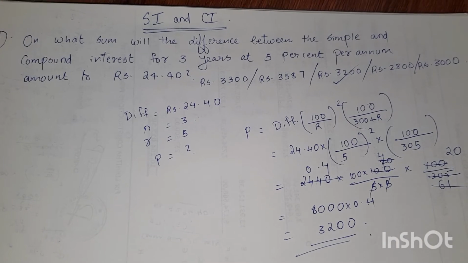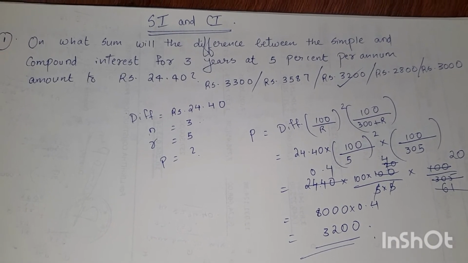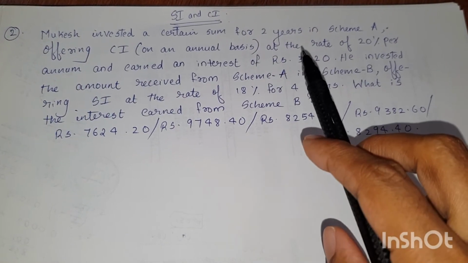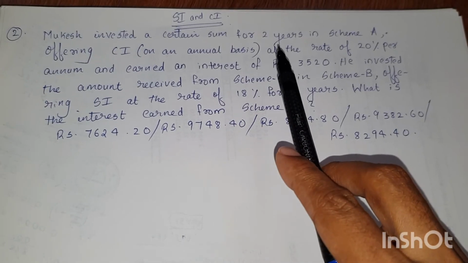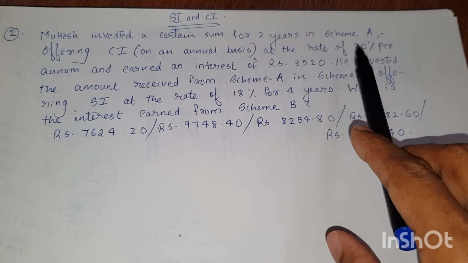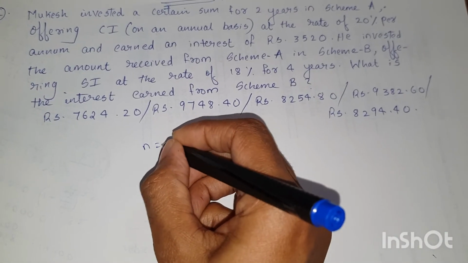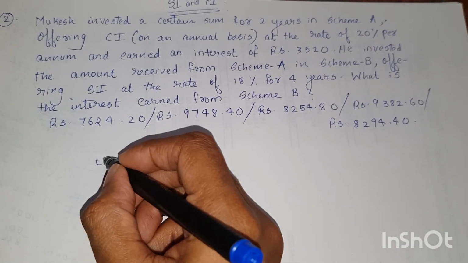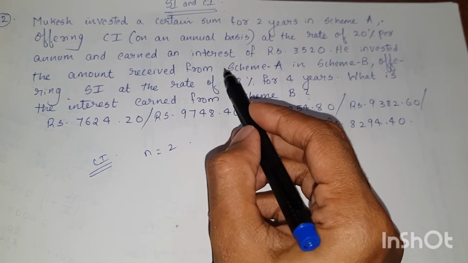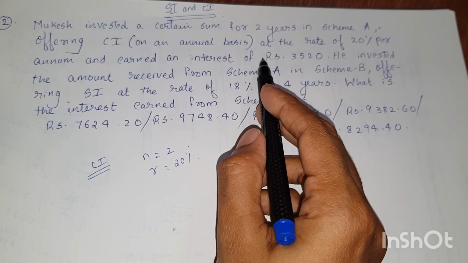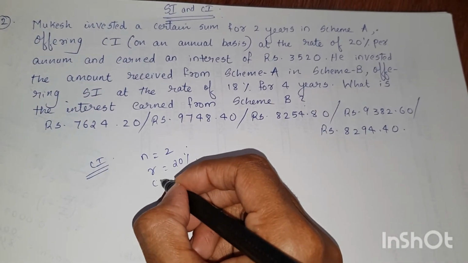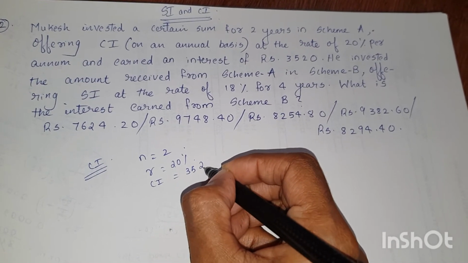This is the previous year question paper of the Bank of Baroda. This is the previous year question paper of Canara Bank. In this question, Mukesh invested a certain sum for 2 years in scheme A, n is equal to 2, offering compound interest on an annual basis at the rate of r is equal to 20% per annum and earned an interest of rupees 3520. So compound interest is given as 3520.